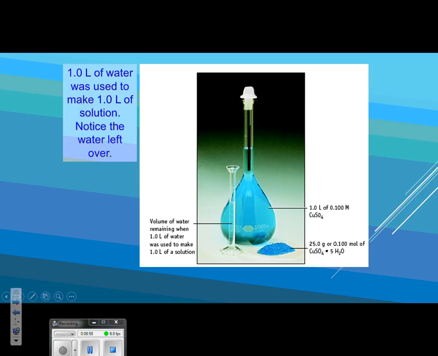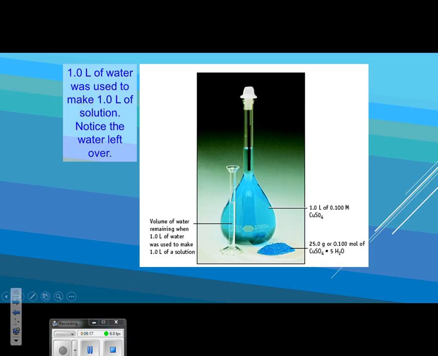Just a little bit of distilled water in the bottom. I probably rinse it out a couple times with distilled water because I don't know what was in it before. Then I go weigh my solid, whatever I need out. Then I put it in the volumetric flask and swirl it and see what I can get to dissolve. And I keep adding a little bit more water and keep trying to dissolve it until it finally all dissolves.